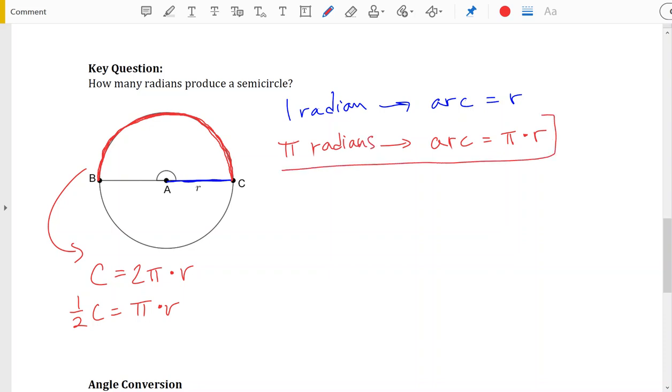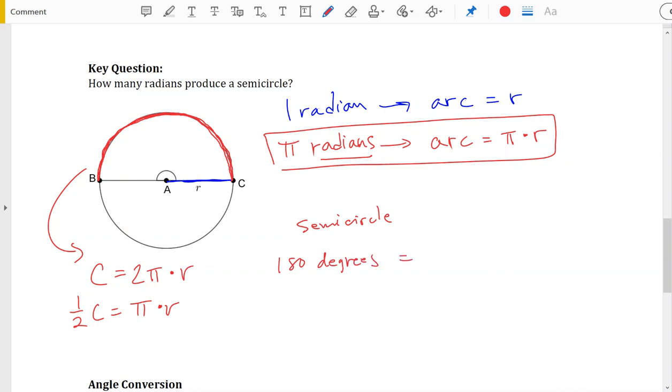This is a very, very useful piece of information because now we know the relationship between radians and degrees. The reason we know that is we know how many degrees a semicircle is. A semicircle is 180 degrees. And 180 degrees is the same degree measure as pi radians is a radian measure. Those two things represent the same angle, just using different units of measurement. This one uses degrees to measure, this one uses radians to measure.